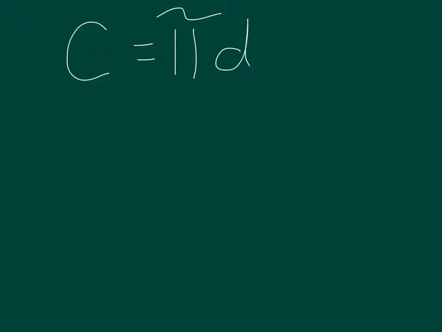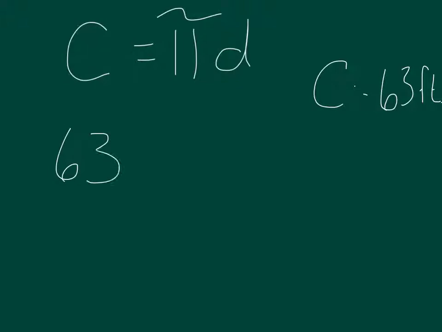Now, we need to fill in the information, or we need to substitute in the information we already know. What information do we already know? What information was given to us? So yes, in the problem, circumference was given to us. It said it was 63 feet. Okay, so we know that C is equal to 63 feet. So we can plug it in. 63 equals pi d.